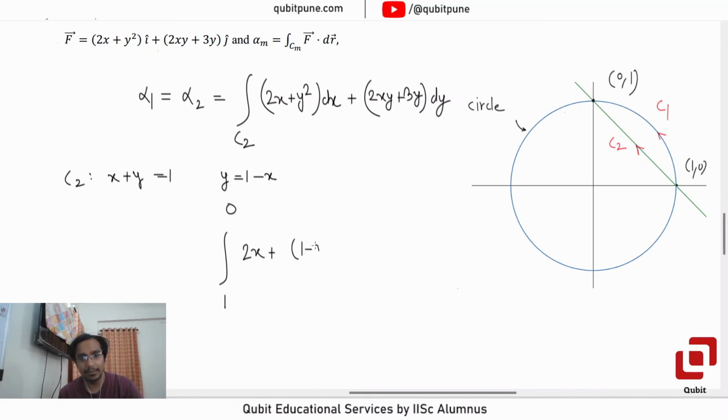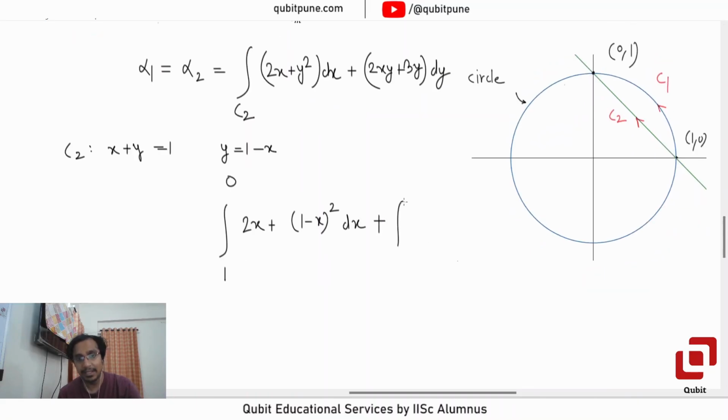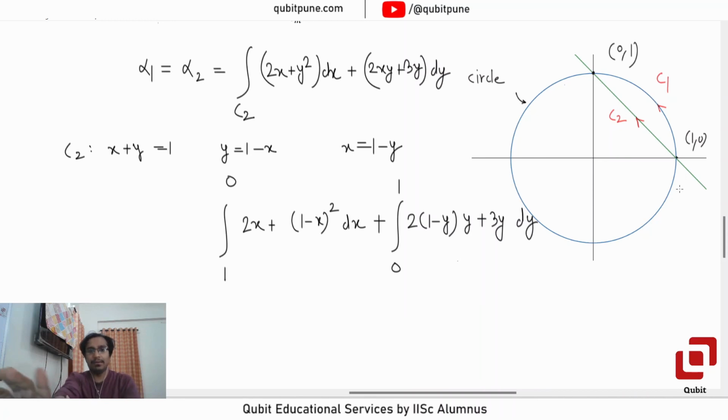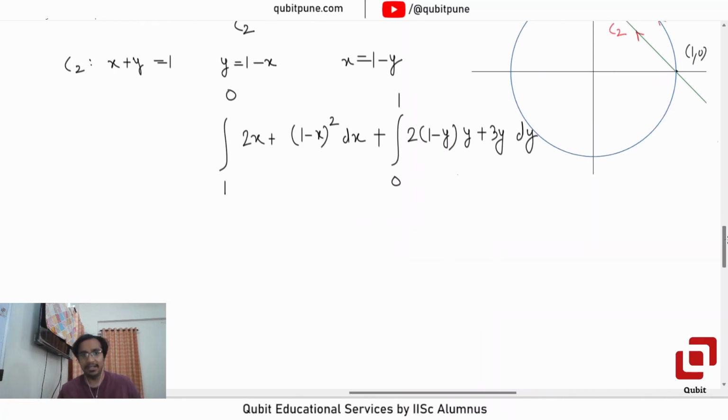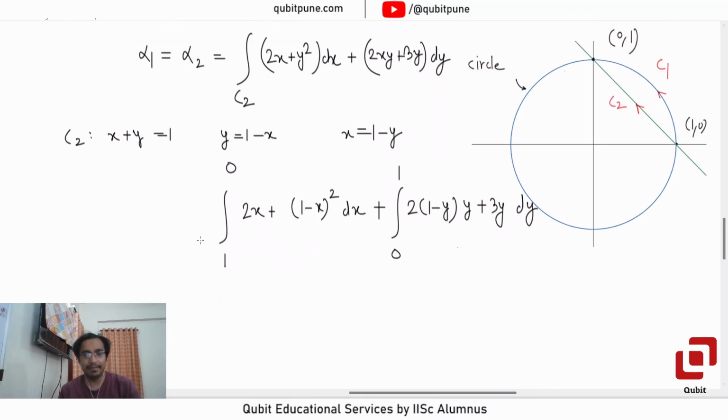2x plus (1 minus x) squared dx plus, now let us go to y. In the dy part, I can write x as 1 minus y. So it would be 2 into (1 minus y) into y plus 3y dy, with limits on y being 0 to 1, because now y is increasing as we are moving upwards. So all we have to do is integrate these two things to find the values of alpha 1 and alpha 2.